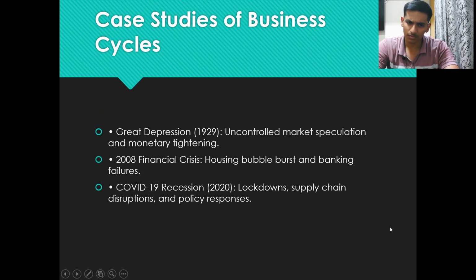Then lastly, in some cases we have already seen how things are changing because of certain economic activities and economic problems. So in 1929 there was the Great Depression, where uncontrolled market speculation and monetary tightening had happened, where entire business stages were demolished. The value of the currency was highly reduced and it caused a lot of problems in business cycles. Then in 2008, due to the financial crisis, many banking failures happened, which again impacted the business cycles.